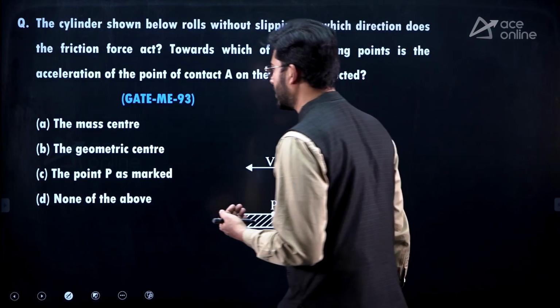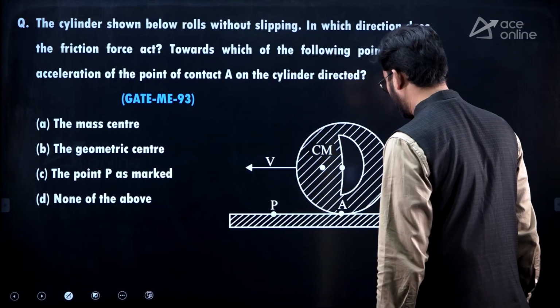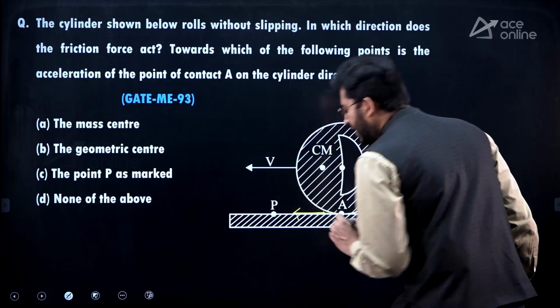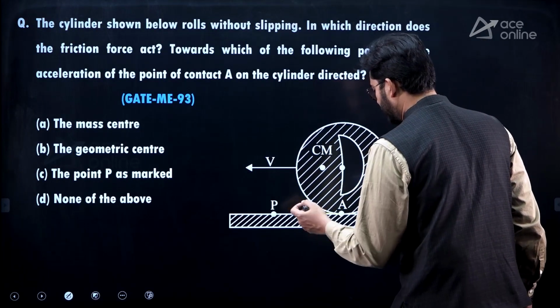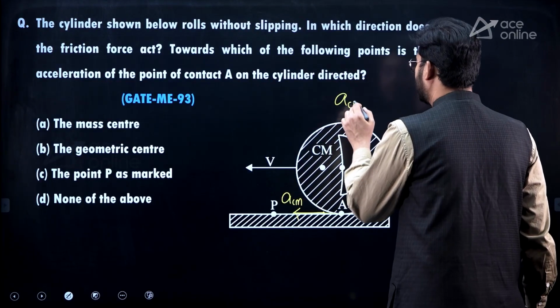Rolling without slipping. At the point A, if you observe for pure rolling motion, there will be an acceleration that is responsible for translation, which is ACM, which is r times alpha.